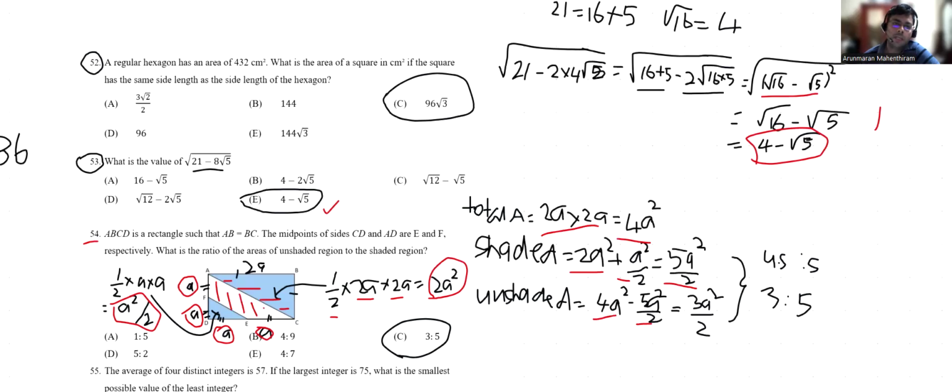The question is the ratio between the areas of unshaded region to the shaded. Unshaded is 3A squared by 2. Shaded is 5A squared by 2. A squared by 2 is a common factor. Therefore, the ratio is 3 is to 5. So the answer is C.